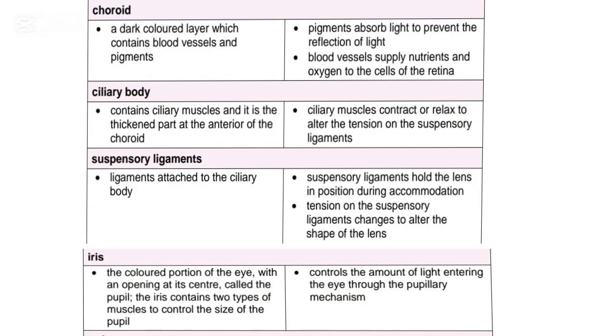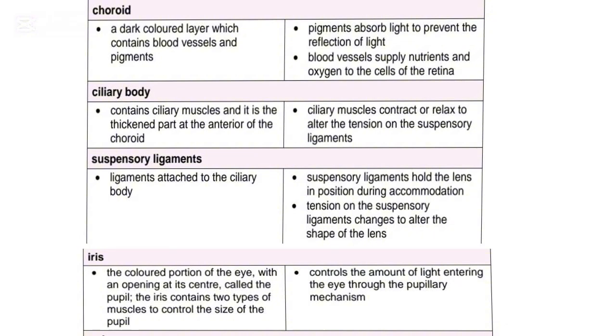Choroid. This is a dark-colored layer which contains blood vessels and pigments. Function of the pigment is to absorb light to prevent the reflection of light. Function of the blood vessels is to supply nutrients and oxygen to the cells of the retina.